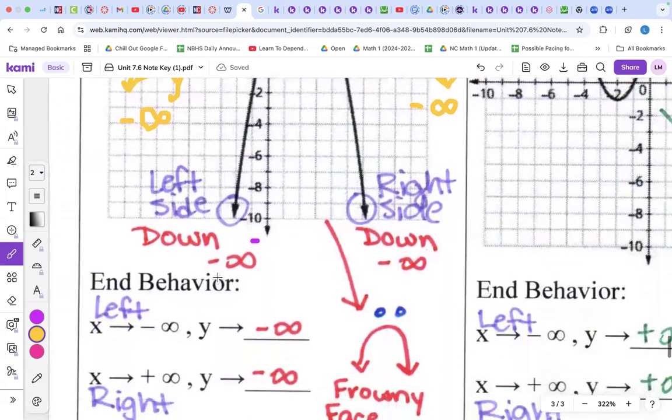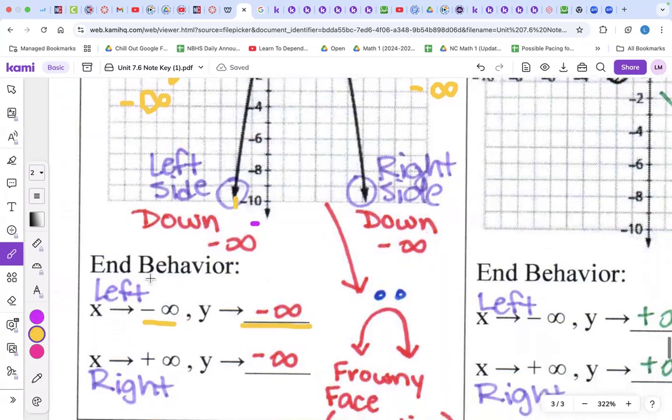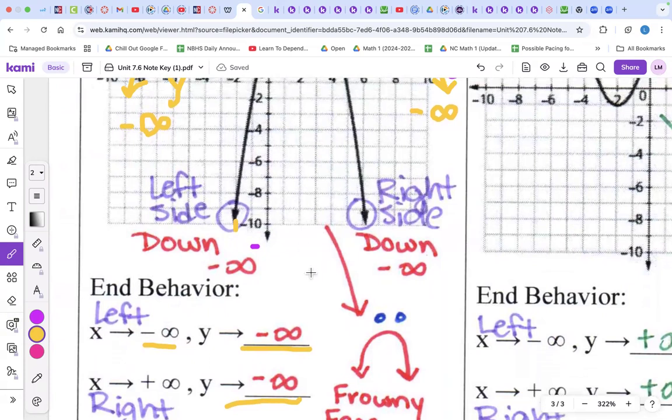Your y is always going to go the same way on both sides. So as x approaches negative infinity, y approaches negative infinity because it's going down. As x approaches positive infinity, y approaches negative infinity because it's going down. In other words, if it's going down, you've got a frowning face, and both of these are negative. They're sad. My arrows are going down. Sad face, negative infinity. You will never have to fill in your x. You will only have to fill in your y, and your y should be the same every time: negative infinity.